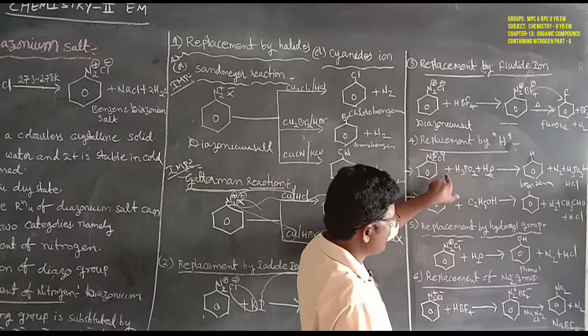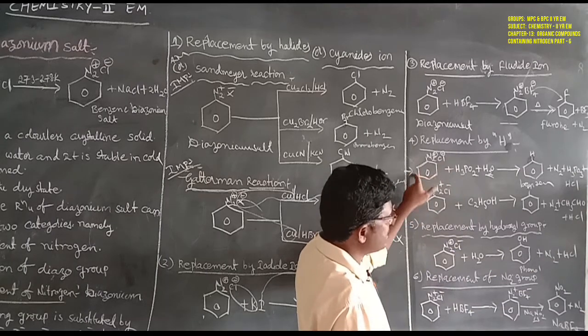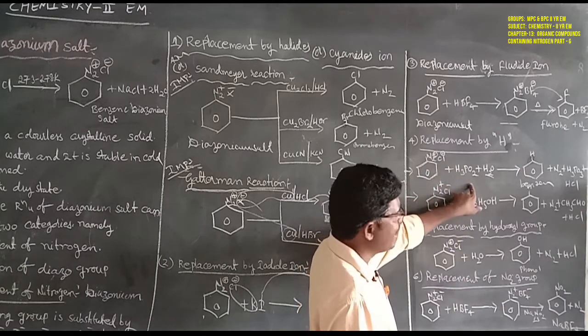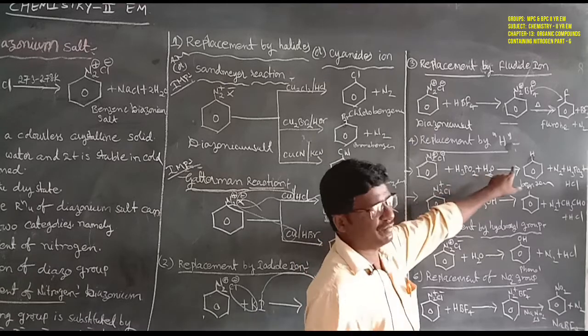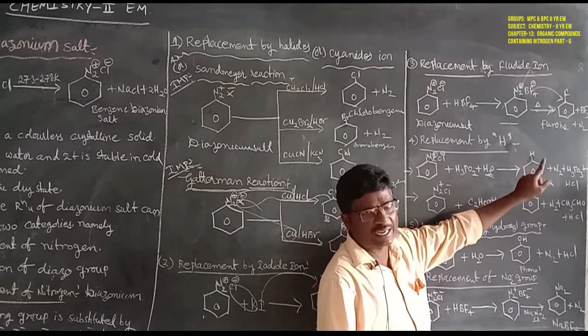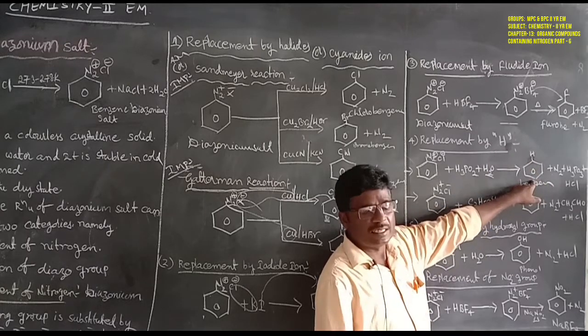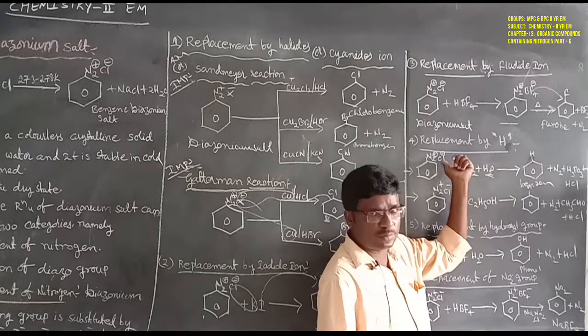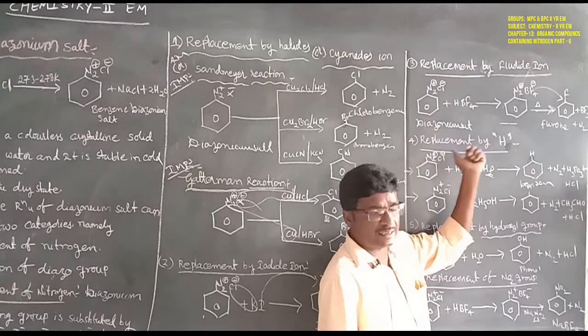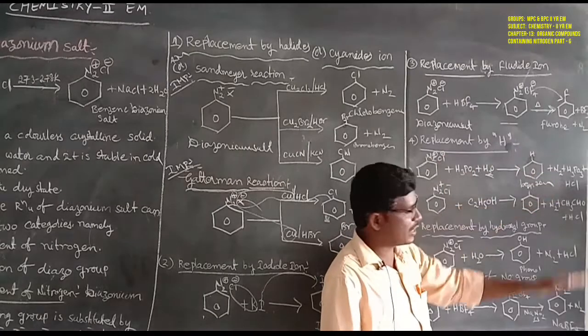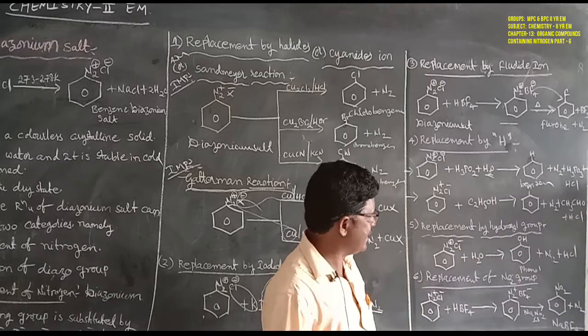Here is the replacement by the hydrogen atom. Benzene diazonium chloride treated with the hypophosphorus acid, then form of aromatic ring. It is also called as a benzene ring. That is the replacement by the hydrogen. Displacement of diazonium group N2 plus and replaced by the hydrogen. That is also called as a aromatic ring or benzene.